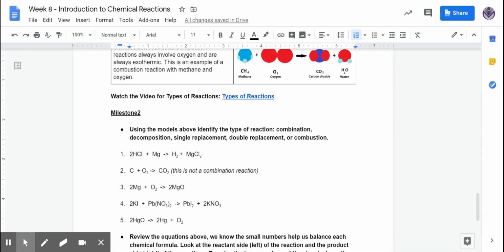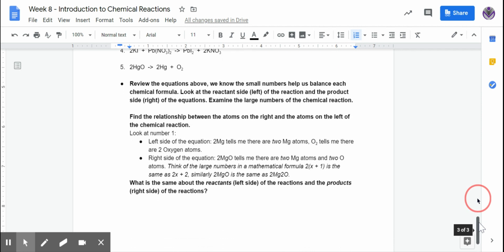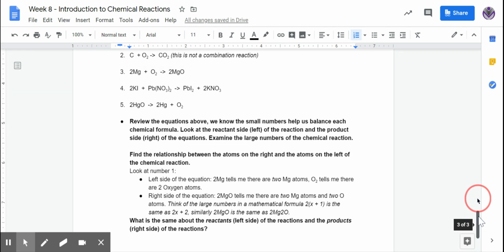If you want to go a step further, you could name the compounds. Like hydrochloric acid. You wouldn't know that that's hydrochloric acid because we didn't get to naming acids. But you should be able to name, for example, MgO. That would be magnesium oxide. PbI2 would be lead iodide. So you guys could try and name those. I'm not asking you to do that, but that would be good practice.